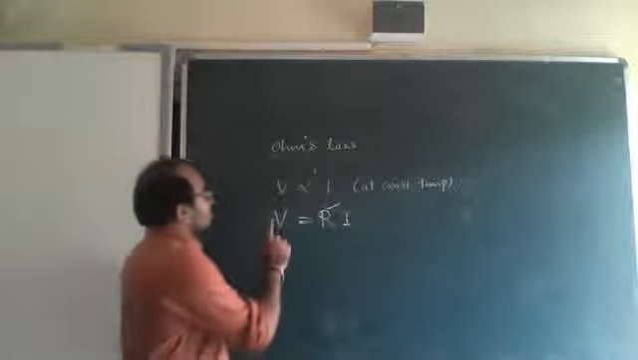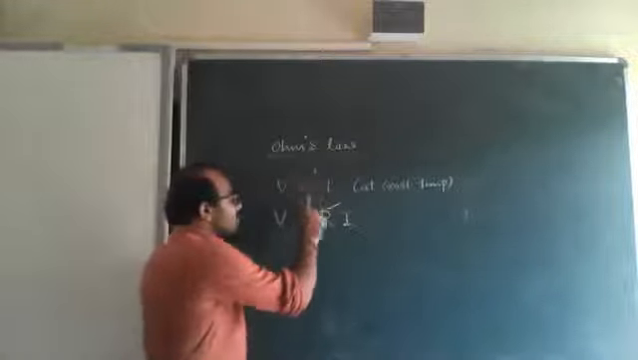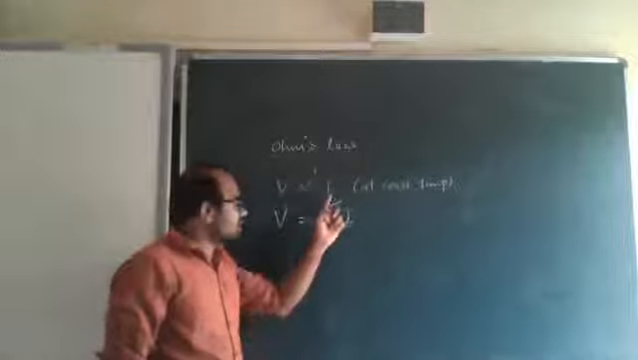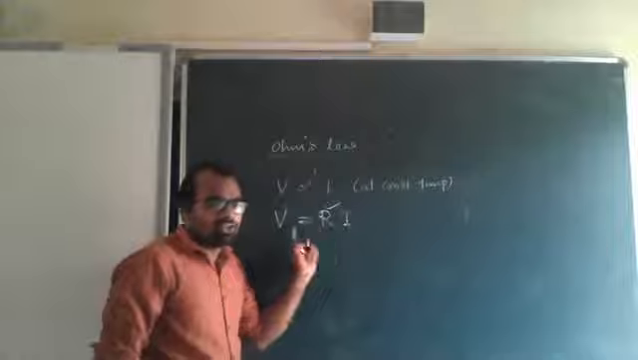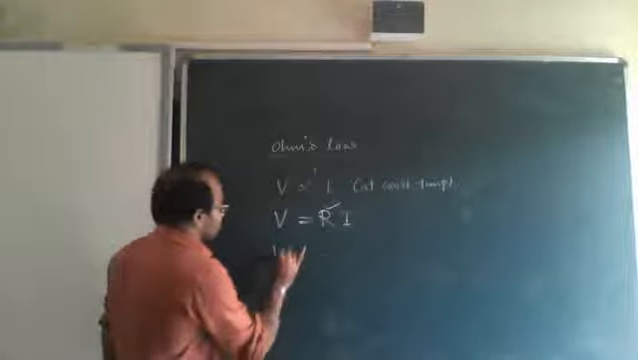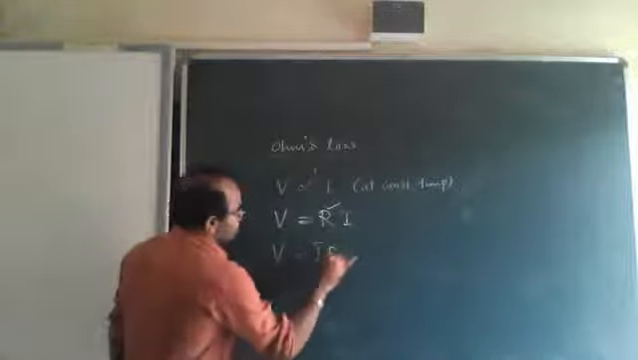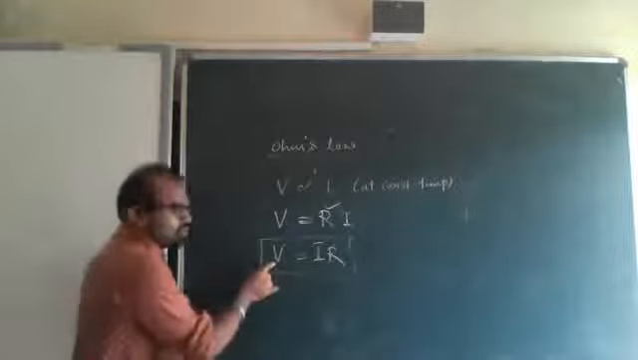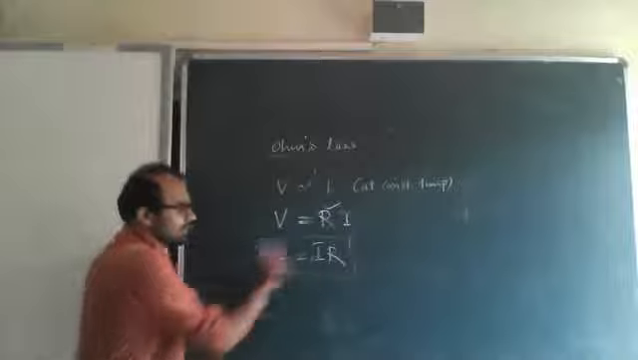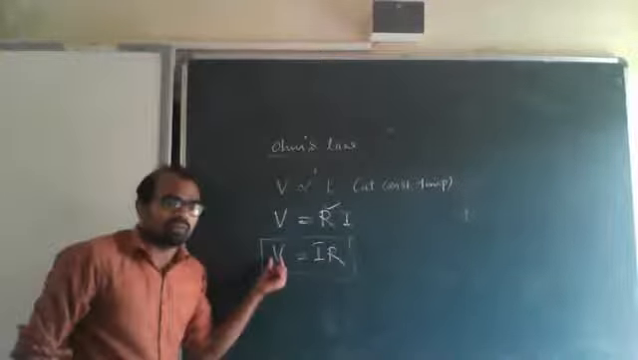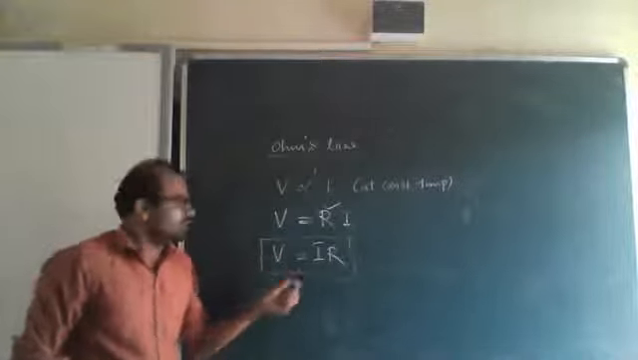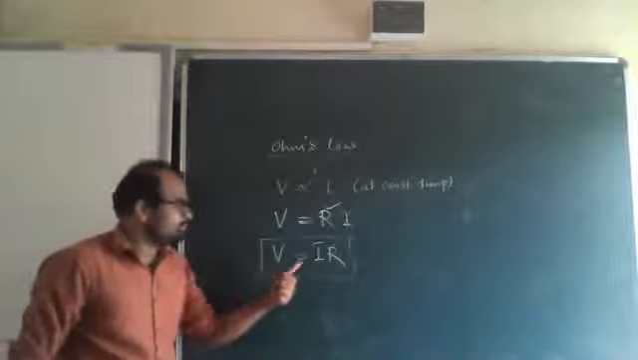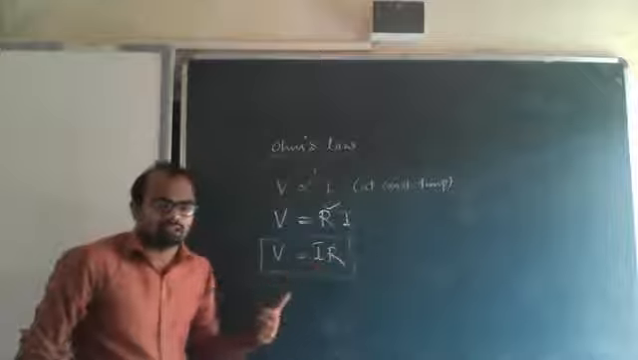So that proportionality symbol is replaced by the equal to symbol. Then a constant R will come here. So V equal to IR. This is the Ohm's law formula. So V is voltage, or potential difference, and this is current. Voltage is measured by a voltmeter. Current is measured by an ammeter. The SI unit of voltage is volt. The SI unit of current is ampere.